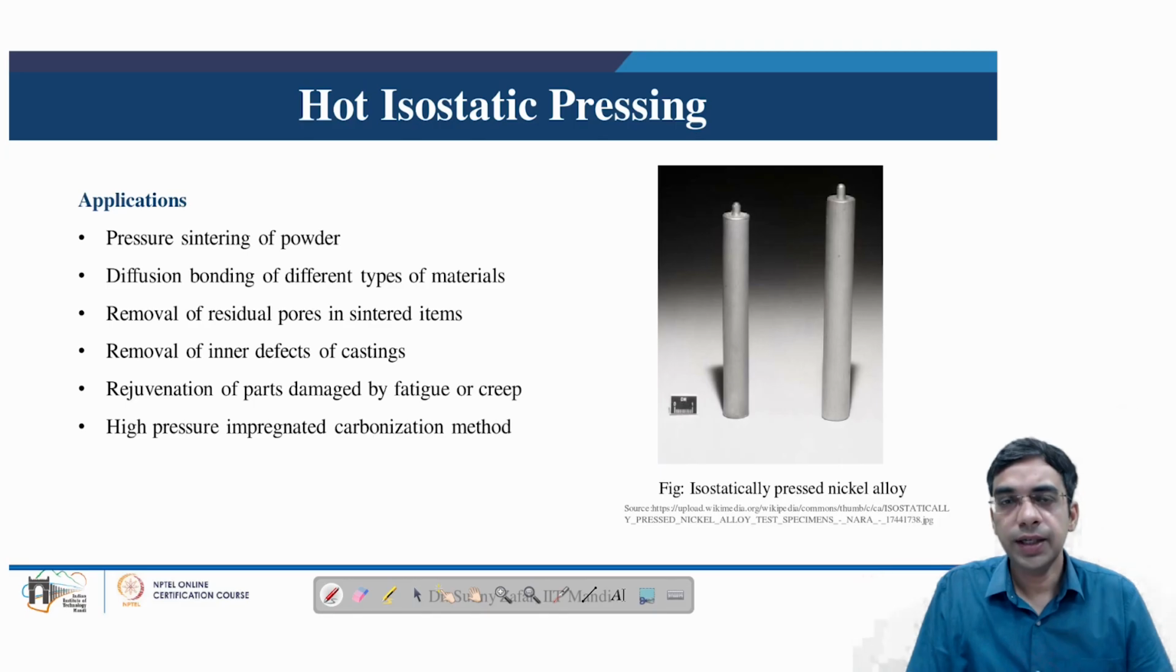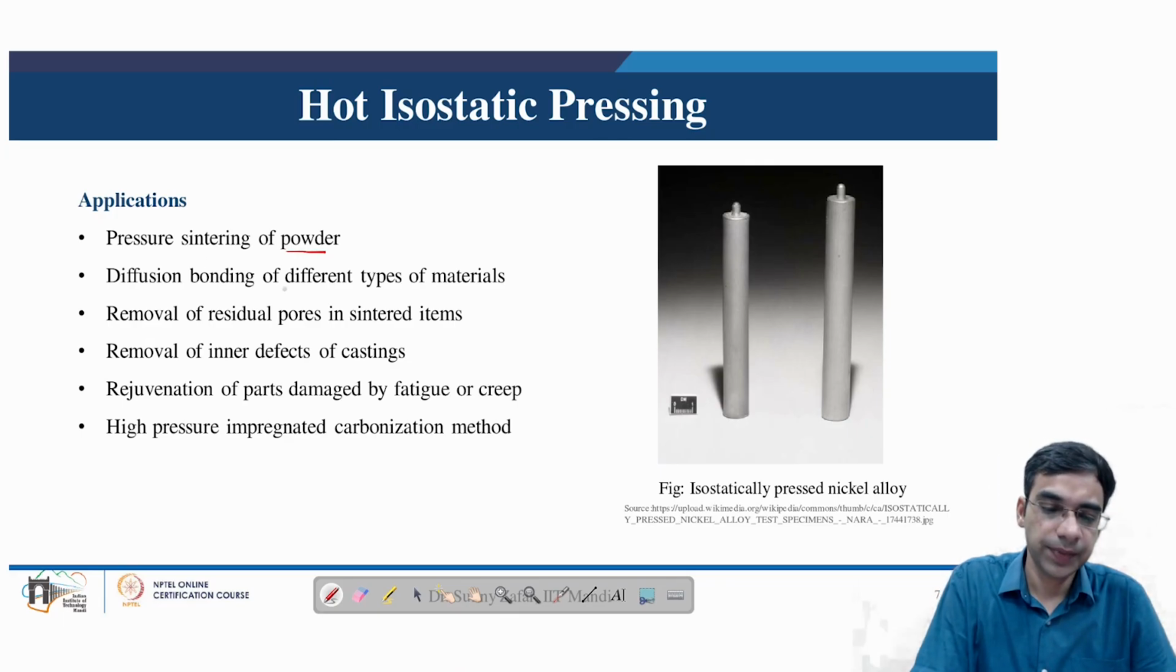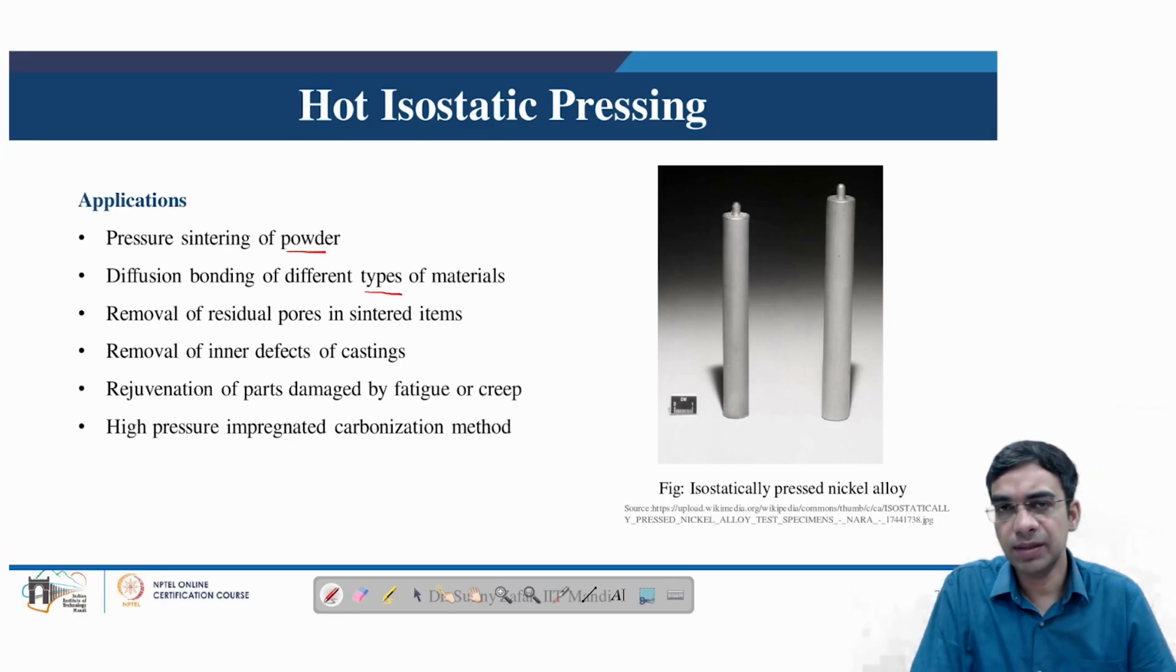Other than rejuvenating or repairing castings such as gas turbine blades, we can see other applications of hot isostatic pressing. These applications include pressure sintering of powders, diffusion bonding of different materials, because sometimes dissimilar materials may also be joined with diffusion bonding, removal of residual pores even in sintered items, removal of inner defects in casting, and rejuvenation of parts damaged especially by fatigue or creep.